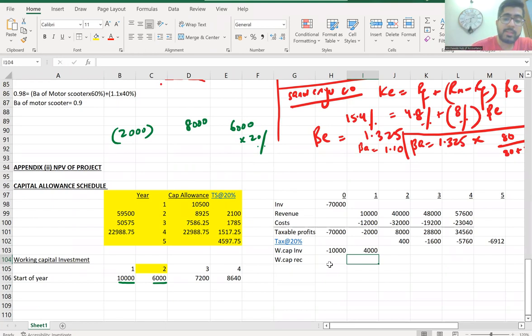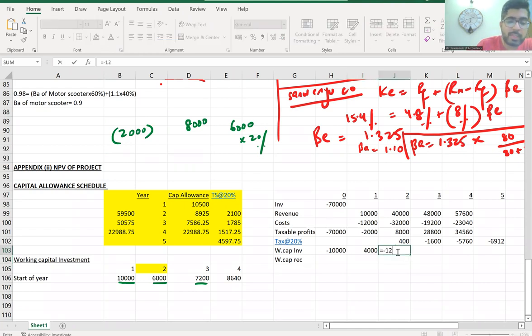Okay. Now at the start of year three, you need 7,200. The start of year three means at the end of year two, you need 7,200. How much have you got? 10,000 invested, 4,000 pullback. You still have 6,000, but you need 7,200. What will you do? Invest 1,200 more.